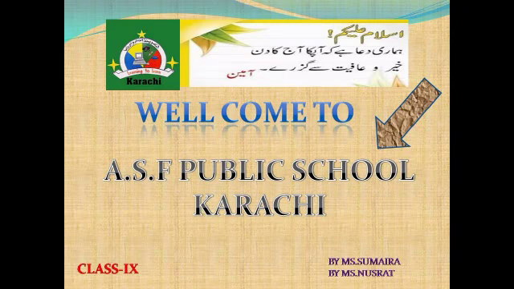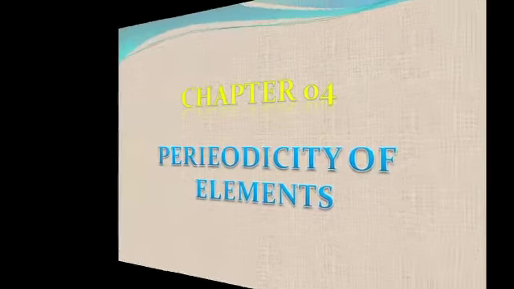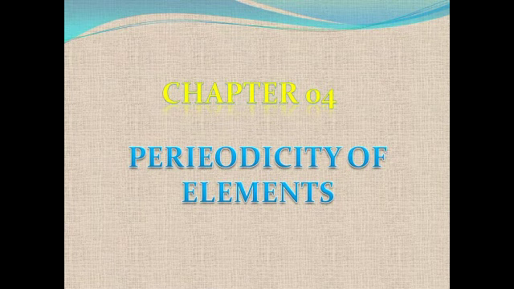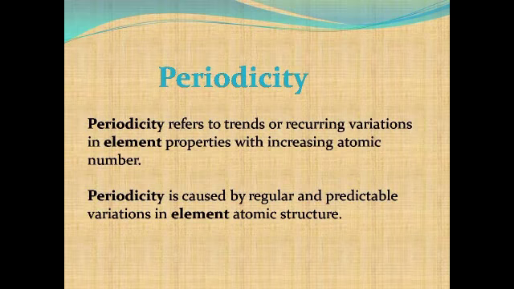This is Sumaira Parveen. Today we are starting chapter number 4, Periodicity of Elements. First of all, we should know the meaning of the word periodicity. Periodicity means repetition of the physical and chemical properties at regular intervals.